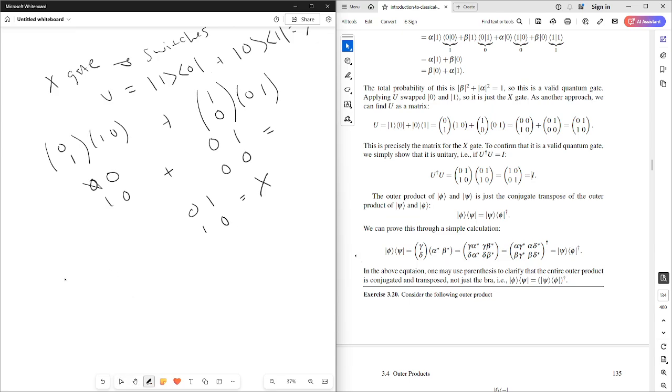So the outer product of rho and psi is just equivalent to the conjugate transpose of the outer product of psi and rho. They have a little proof here that shows you the equivalency between those two.